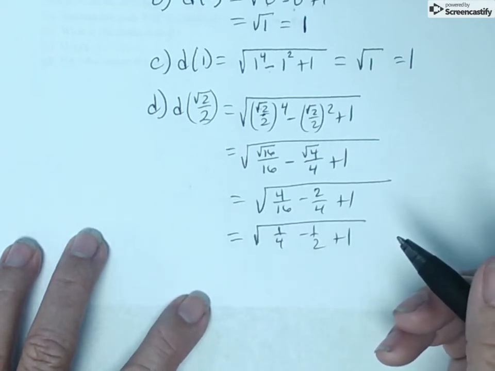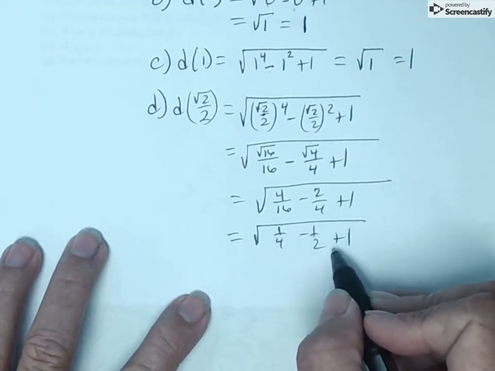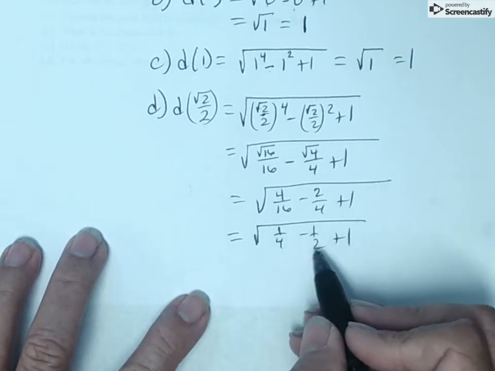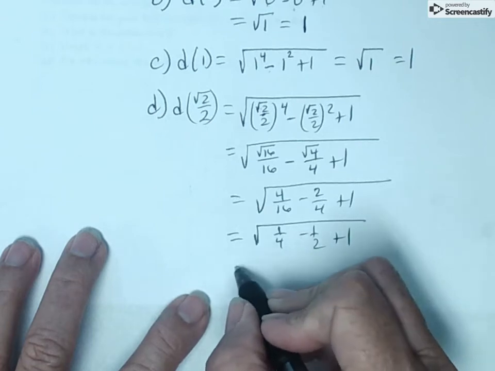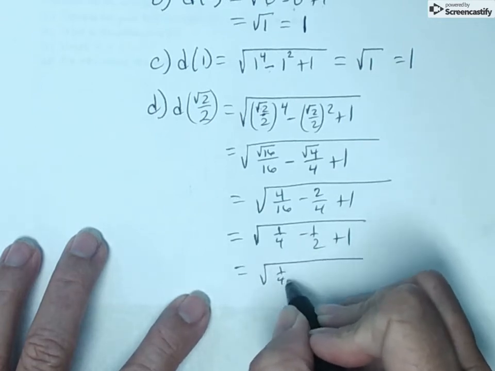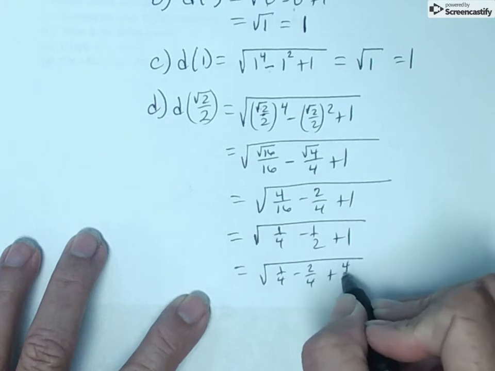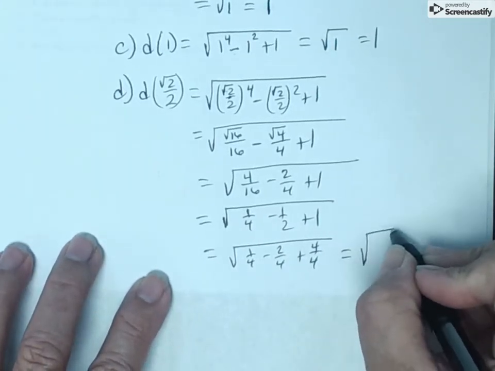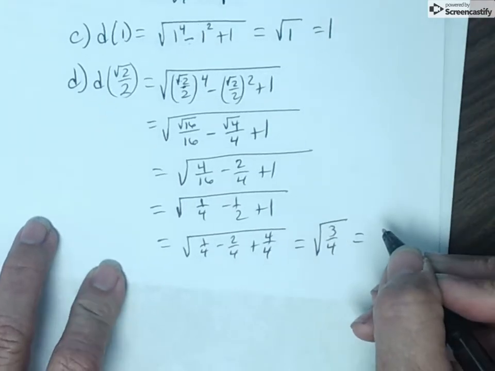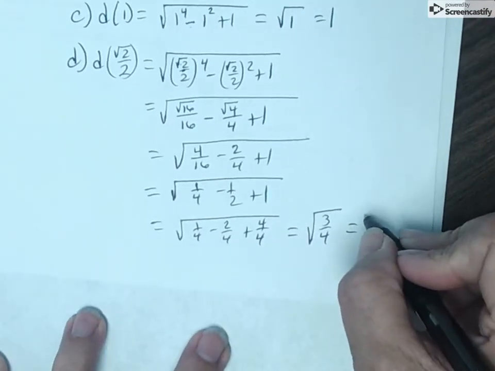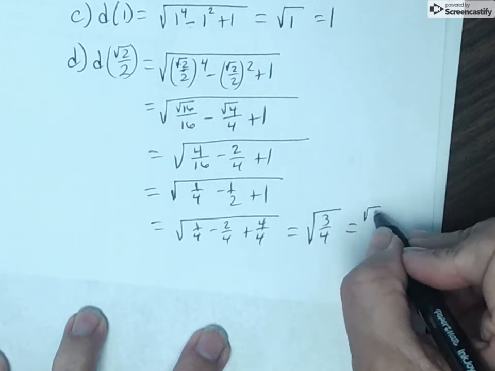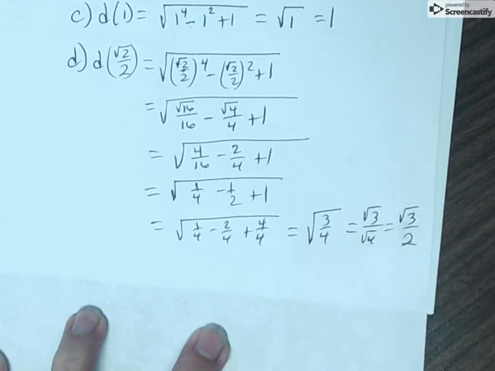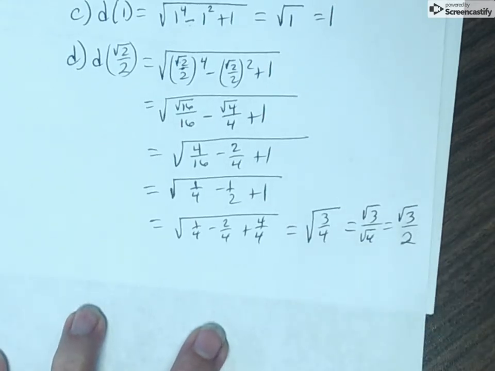If we want to combine our like terms, which are all these numbers, I need a common denominator. 4 is going to be my common denominator. So I will have 1/4 minus 2/4 plus 4 over 4, which gives me the square root of 3 over 4. And when we're looking at a square root, we can separate the numerator and the denominator. So we'll have the square root of 3 divided by the square root of 4. And again, that gives us the positive square root of 3 over 2.